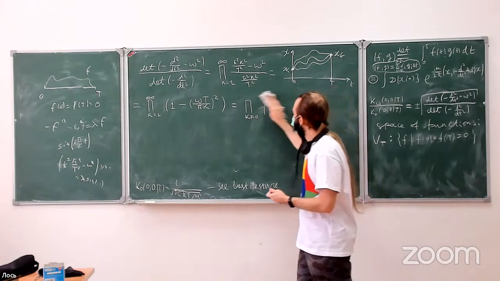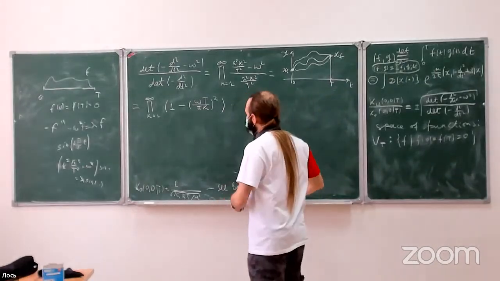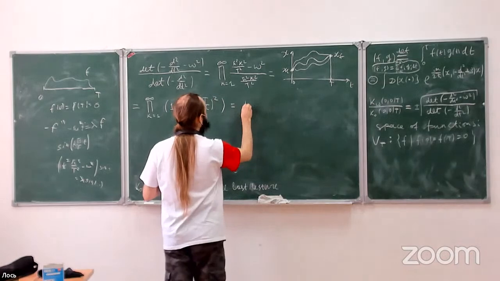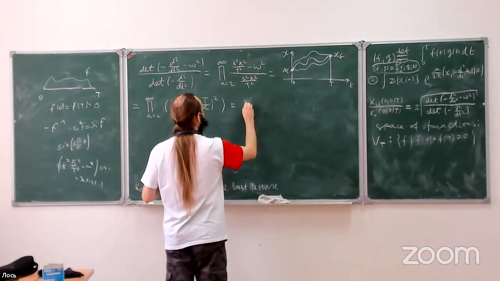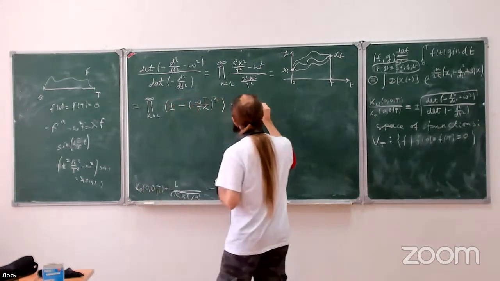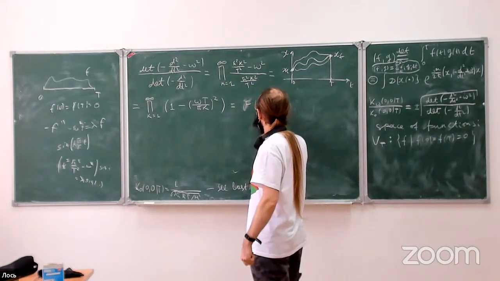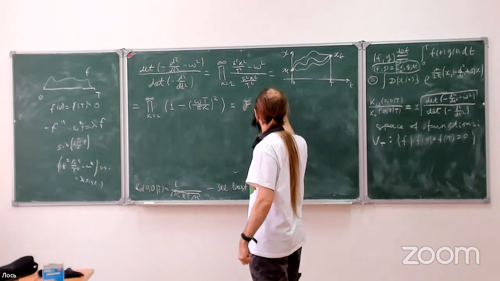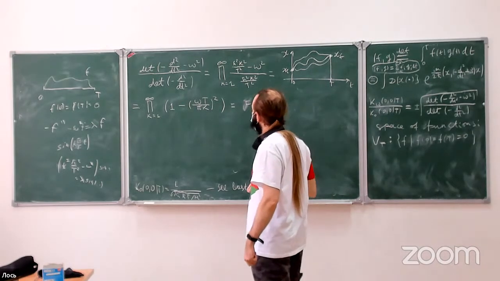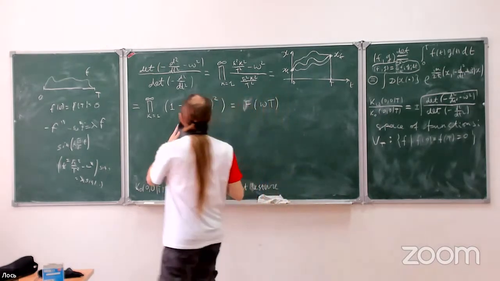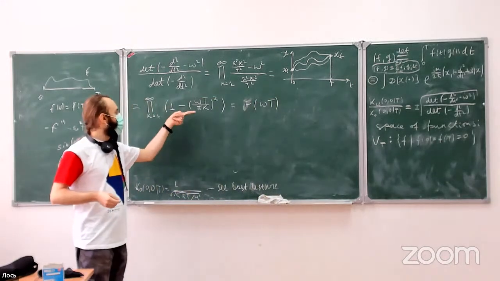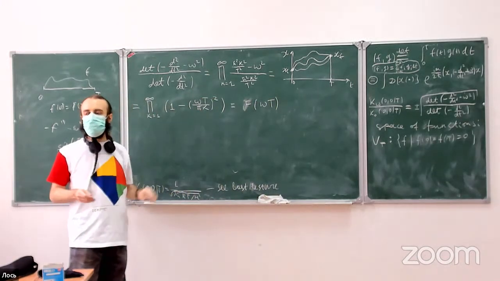Let us maybe not write it this way. Let us call this some f of omega t. So the first question is: is this product convergent or not?